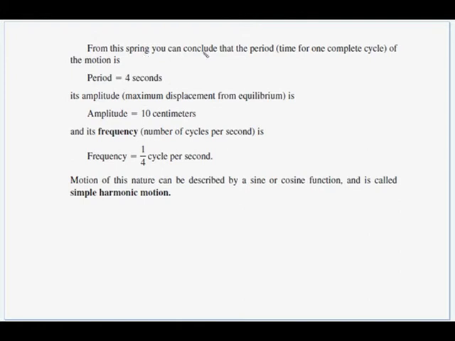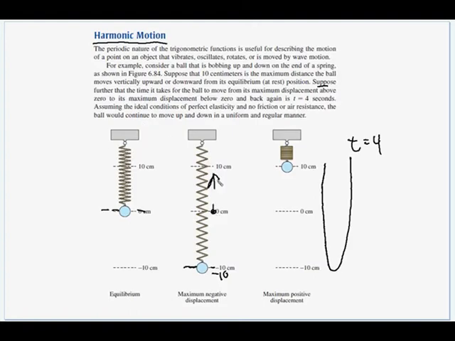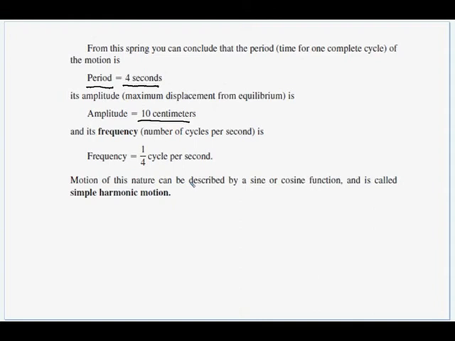So from the spring you can conclude that the period, the time for one complete cycle, is 4 seconds. That's our period. Its amplitude, its maximum displacement from equilibrium, is 10 centimeters. Again, that's from our equilibrium. We go up 10 or we go down 10. Its frequency, the number of cycles per second, is 1/4. Motion of this nature can be described by a sine or a cosine function, and it's called simple harmonic motion.